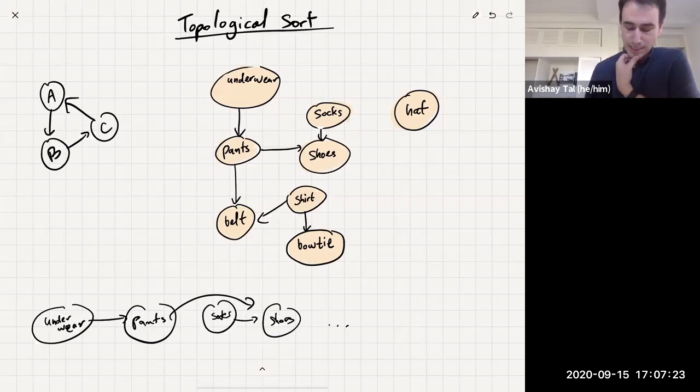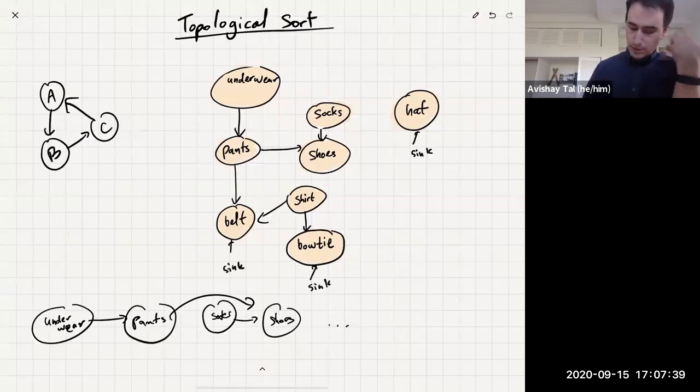So what is a sink? A sink is just a vertex such that there are no outgoing edges from it. In this case, a belt is a sink and a bow tie is a sink, and also a hat. So this is a sink. And we also have sources, right? Sources are ones that have no incoming edges to them. So this is a source.